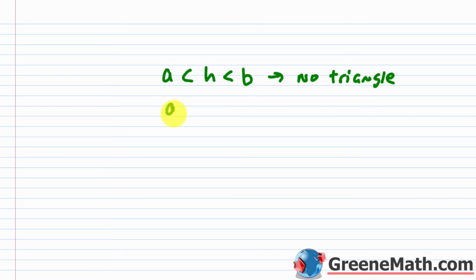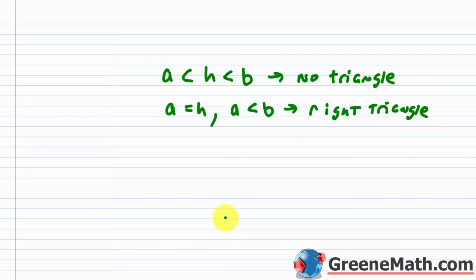Then we saw that if A was equal to H, and you could say A or H, whatever you want to do, if A is less than B, then you would have a right triangle. And you would just have one, obviously, so one right triangle. Then we saw that if A was greater than or equal to B, you would have one triangle. So one solution, one triangle.